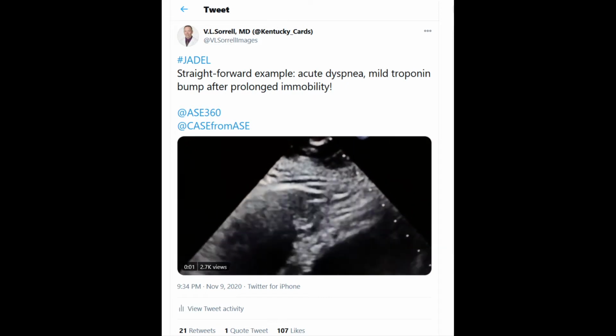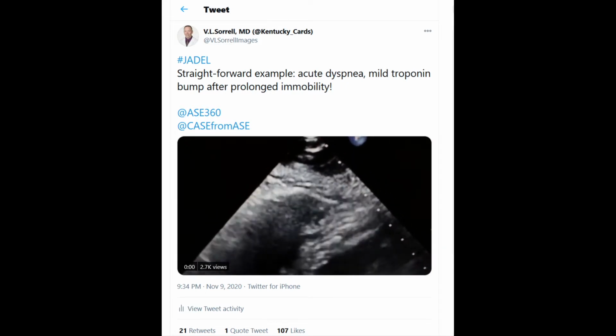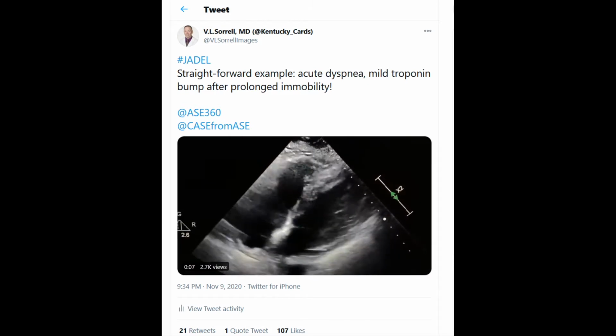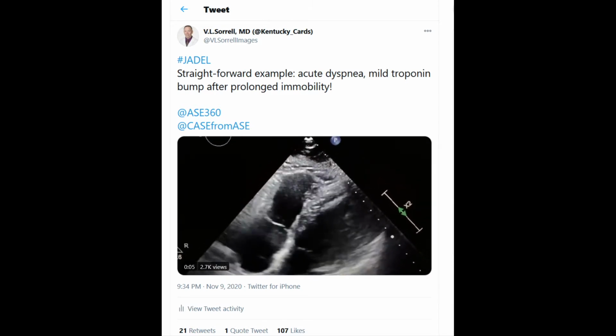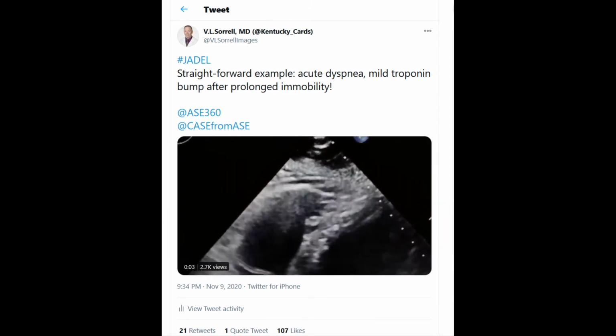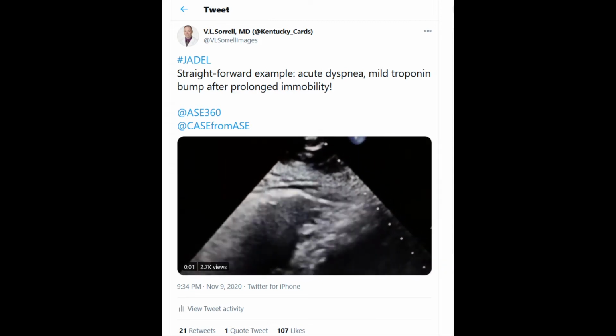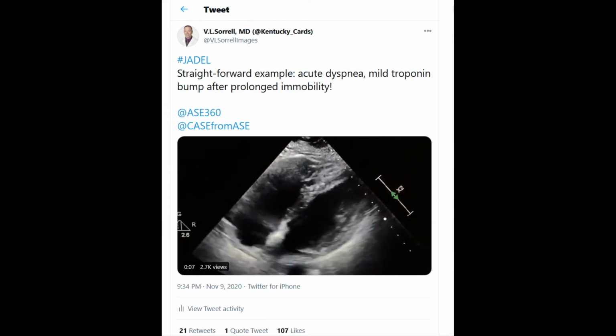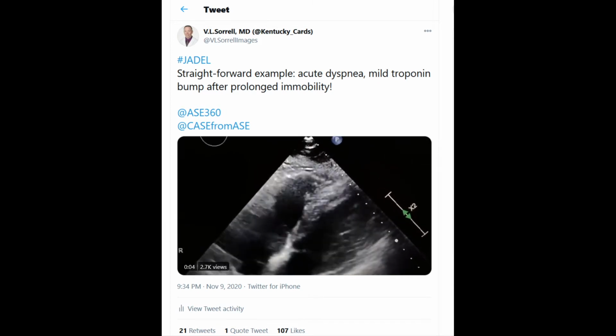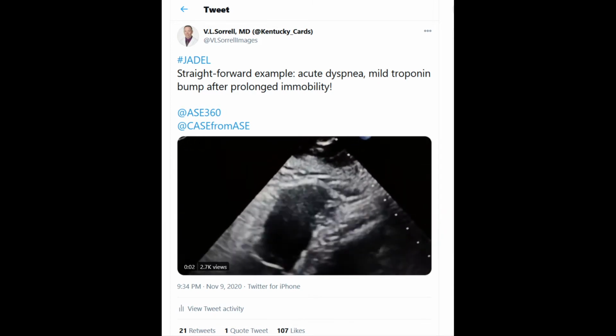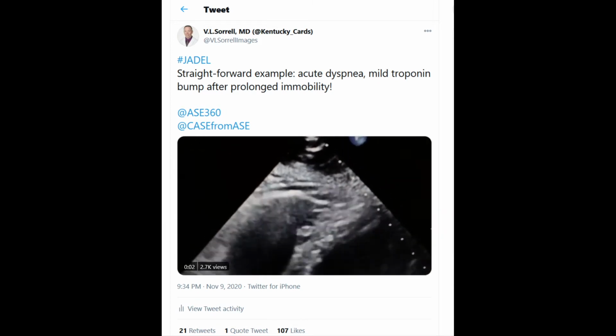As you can see from the title, it was a straightforward example of a patient who presented with acute dyspnea and a mild elevated troponin after prolonged immobility. This patient was confirmed to have a pulmonary embolism. It was rather large and bilateral, and the echocardiogram showed a really nice example of a McConnell's sign.